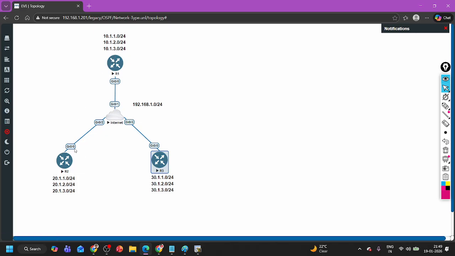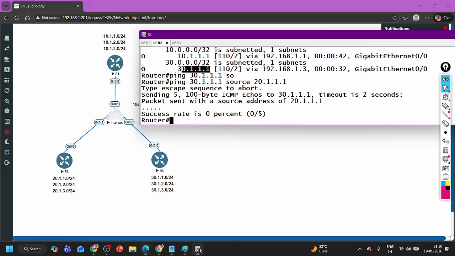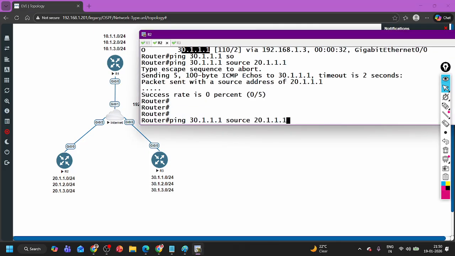So R2 will learn exactly the same router LSA generated by R3. Only the DR router is helping to forward it to the other spoke to propagate it, right? Router 1 cannot change anything in the router LSA of R3. So what is happening here? R2 is learning this subnet.